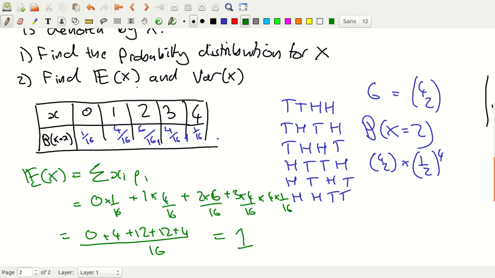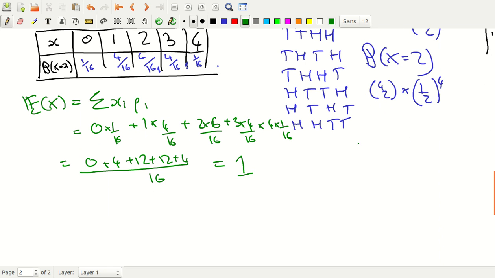And that simplifies out to be, I beg your pardon, not 1, it comes out to be 2. I hope that's in some sense not surprising. If you toss a coin 4 times, you'd expect to get tails roughly half the time, or roughly twice. So hopefully that isn't that surprising.